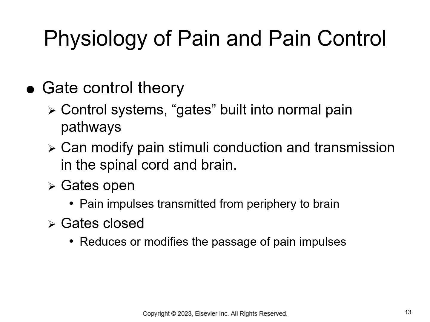According to this theory, gates are built into the normal pain pathway in the body that can modify the entry of pain stimuli into the spinal cord and the brain. The gates can also be closed to reduce or modify the passage of pain impulses. Gate closure can occur in response to other sensory stimuli along competing nerve pathways that may diminish pain sensation by modulating or inhibiting the impulse from higher centers in the brain.